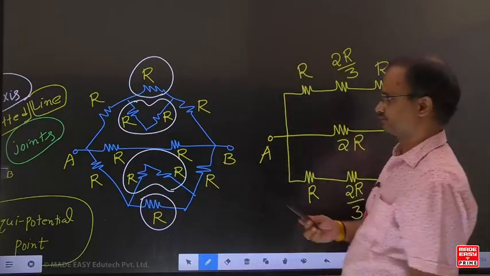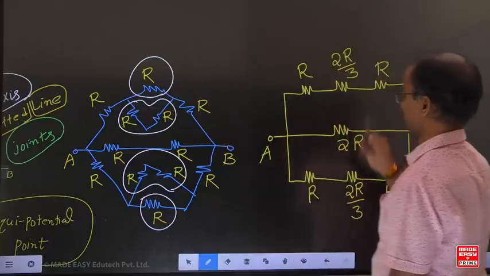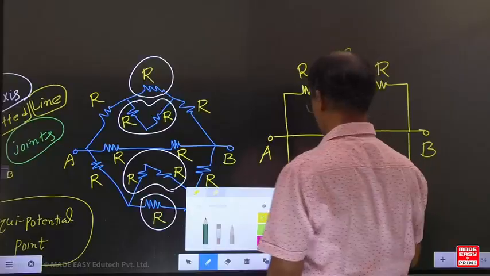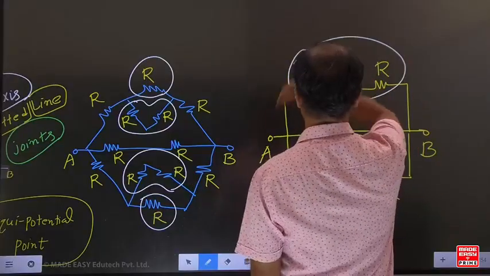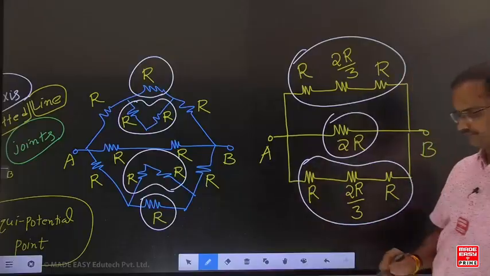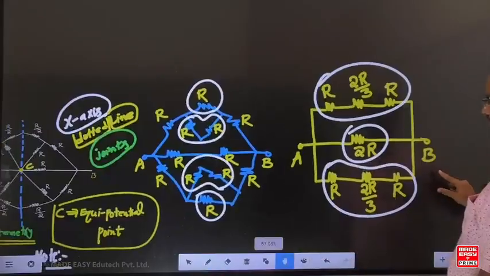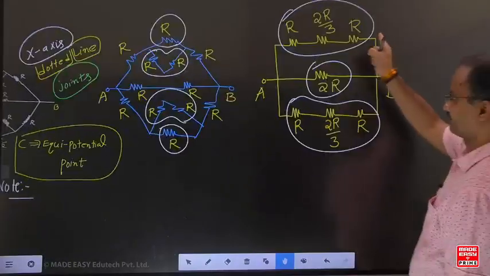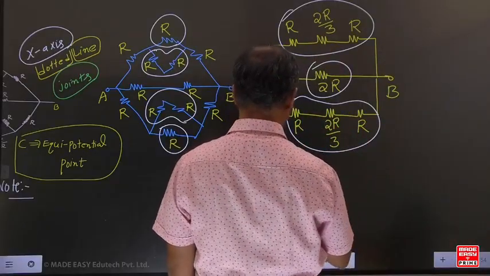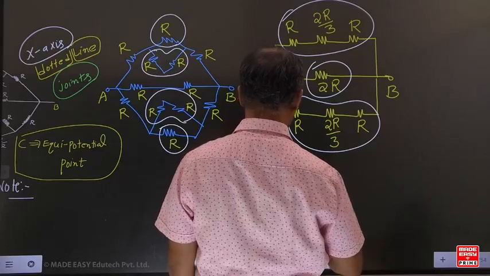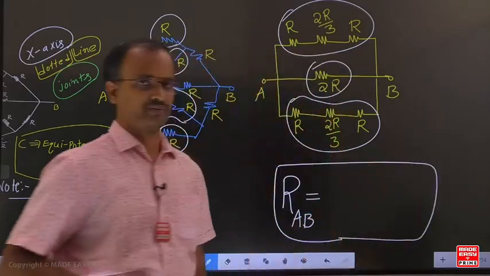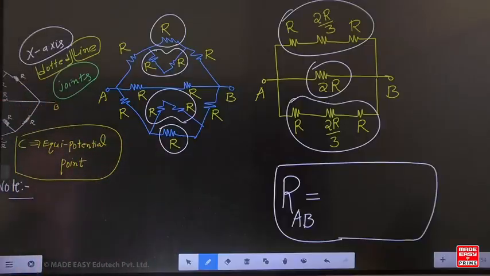ऐसे दिखा सकते ना, देखिए, 2R and R both are in parallel, so we write 2R by 3. R and R both are in series, so 2R. अब बोलिए, सिंप्लीफाई कर सकते ना? देखिए, branch 1, branch 2, branch 3, तीनों ब्रांचेस कैसे हैं, पैरेलल हैं ना. All the branches are in parallel. Can you find out the equivalent resistance with respect to A and B? सिंप्लीफाई करो जी.